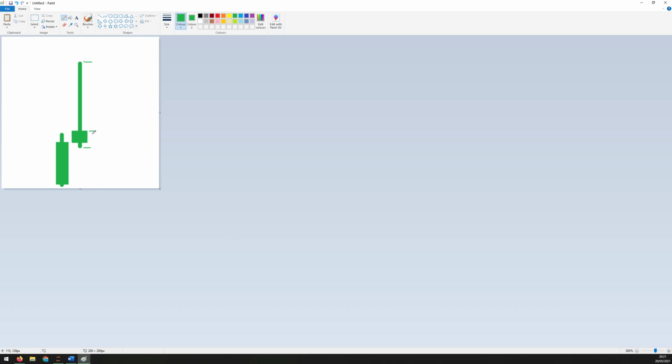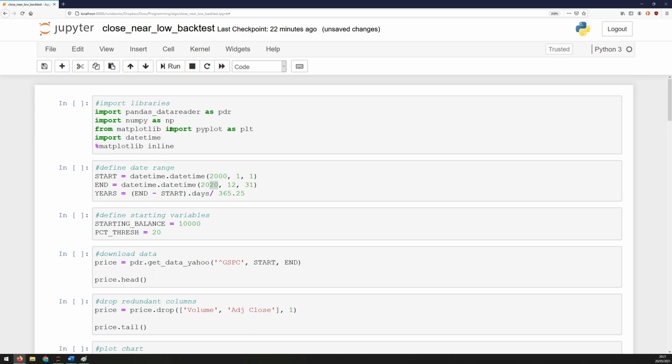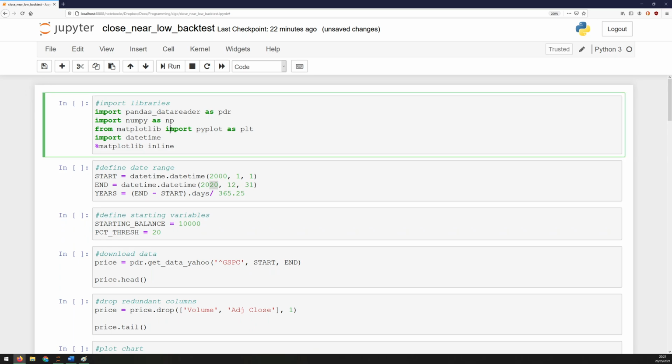Now I've set a threshold for how far I want this to be within the range. So I've said that as long as my close is within the lower 20% of the overall day's range, then I'm looking for an entry and to hold the price for the next day. So that's the rule of it. It's quite a straightforward strategy. There's not really too much more to it. So this is how the backtest is set up.